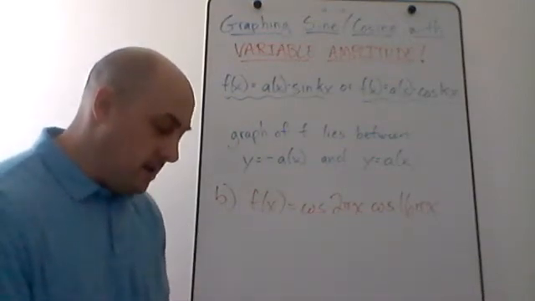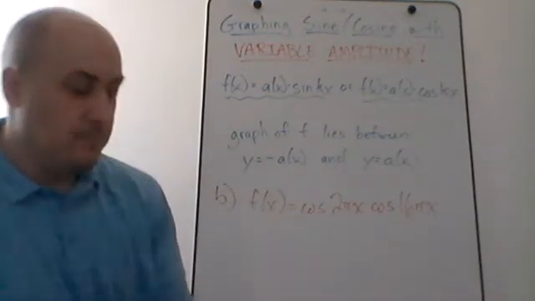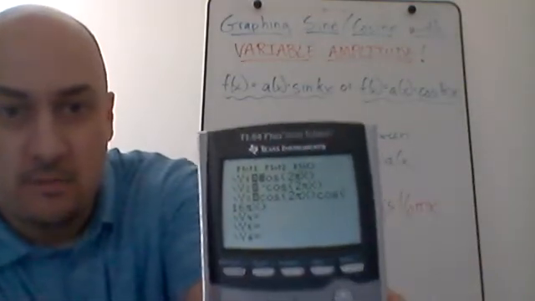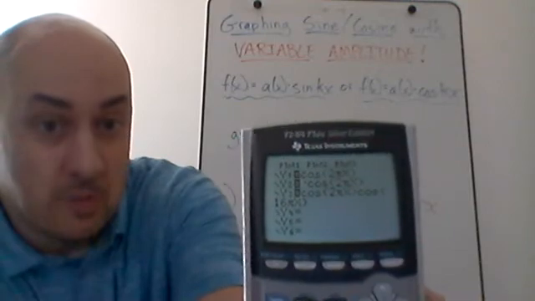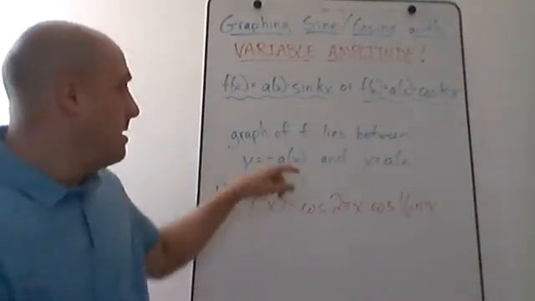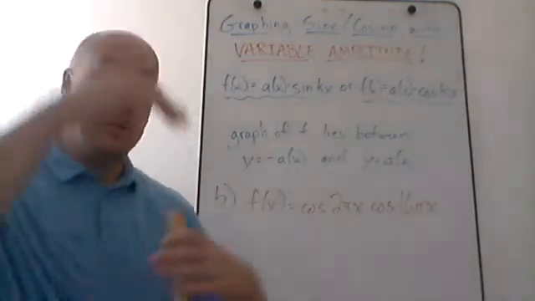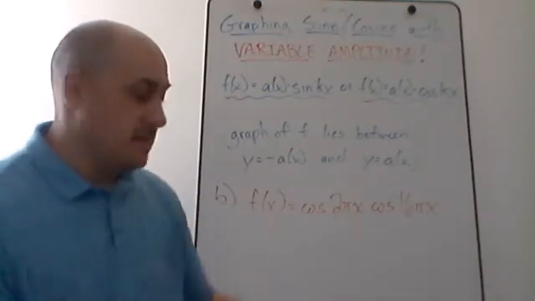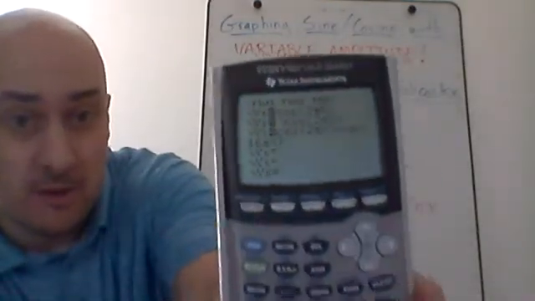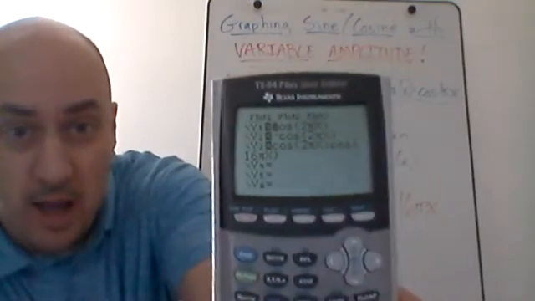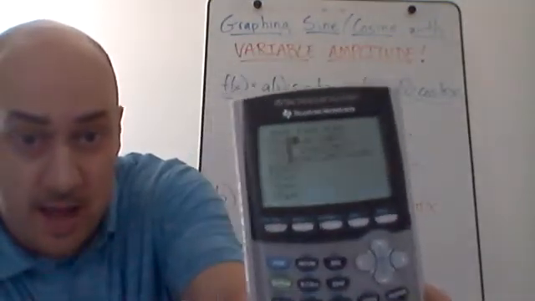So what I'm going to do here, and I already typed it in again, is graph positive cosine 2 pi x and negative cosine 2 pi x. So that's going to give me my amplitude on the top and the bottom, and then the graph of cosine 16 pi x is going to bounce back and forth between those two. And you see the third function I wrote is cosine 2 pi x times cosine of 16 pi x.